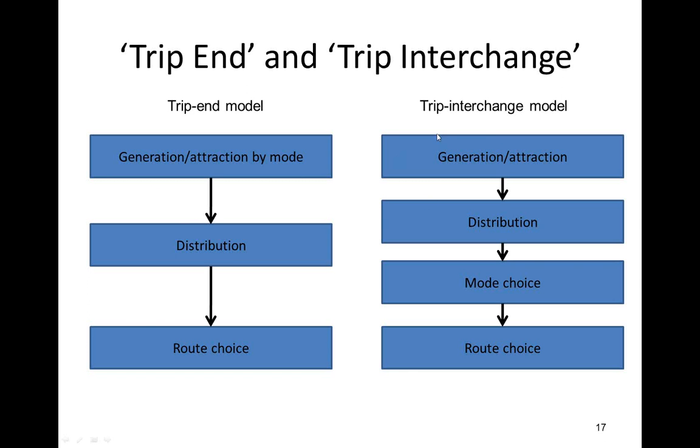The more common one is the trip interchange model, where we have the conventional four-step, four levels of decisions: generation, distribution, mode choice, and route choice.